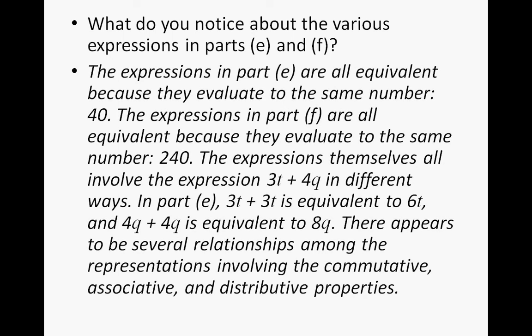So what do you notice about the various expressions in parts E and F? Well, the expressions in part E are all equivalent because they evaluate to the same number, which is 40. The expressions in part F are all equivalent because they evaluate to the same number, which is 240, or in our case, 560. The expressions themselves all involve the expression 3t plus 4q in different ways. In part E, 3t plus 3t is equivalent to 6t, and 4q plus 4q is equivalent to 8q. There appears to be several relationships among the representations involving the commutative, associative, and distributive properties.